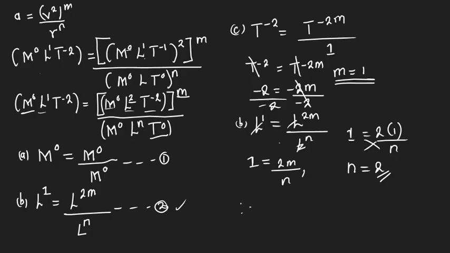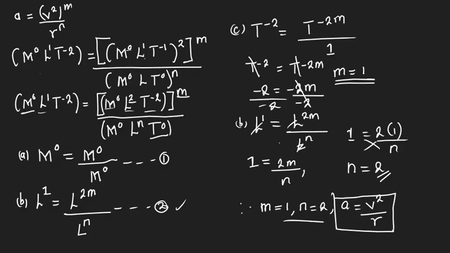Henceforth, the values of M and N are: M is equal to 1, then N is equal to 2, and the equation is A is equal to V power 2 over R. That is how you find this particular question.